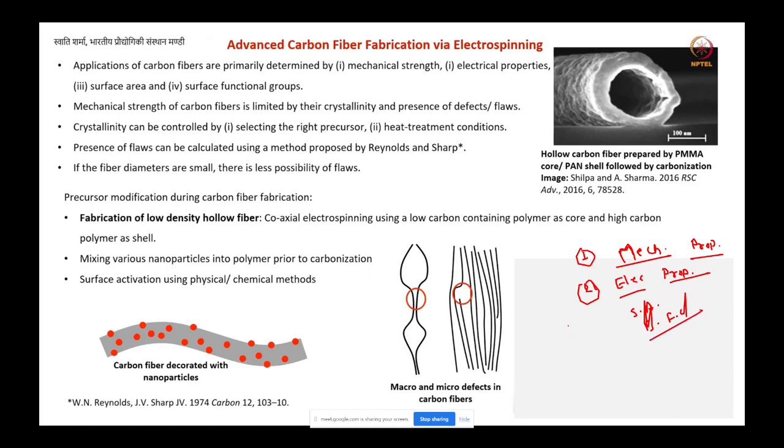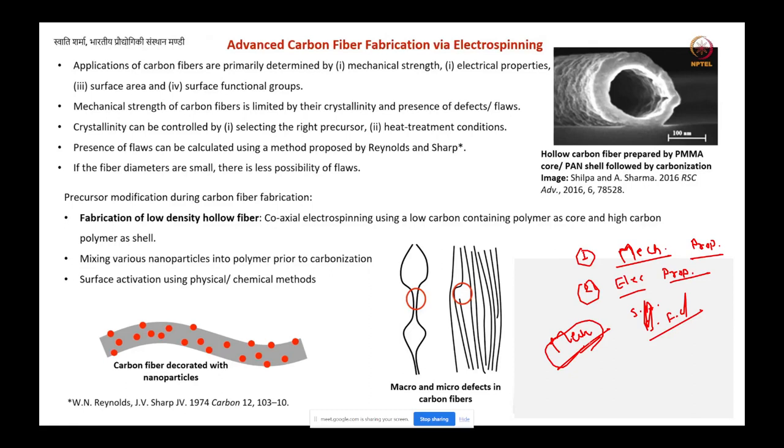The mechanical strength of carbon fiber is limited by its crystallinity and the presence of defects and flaws. Suppose in the stress-strain curve there are some heteroatoms, or some defects and flaws; then your mechanical property can vary. But if you have very pure carbon fibers, then you might get very different values for your material, such as your UTS, ultimate tensile strength, or your yield strength, or the Young's modulus.